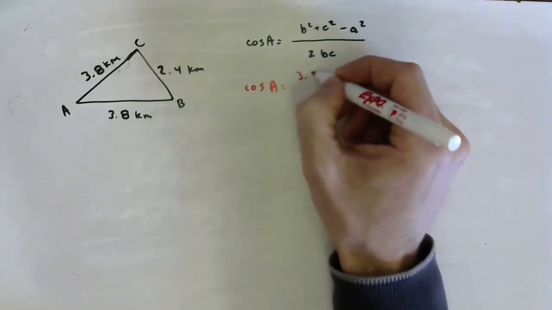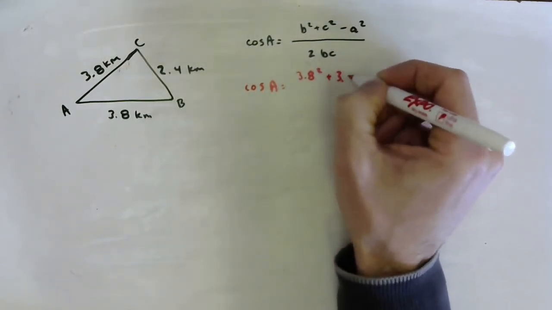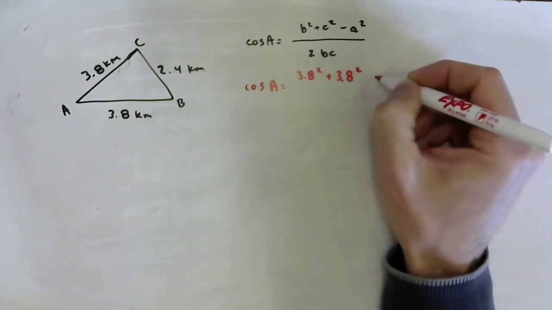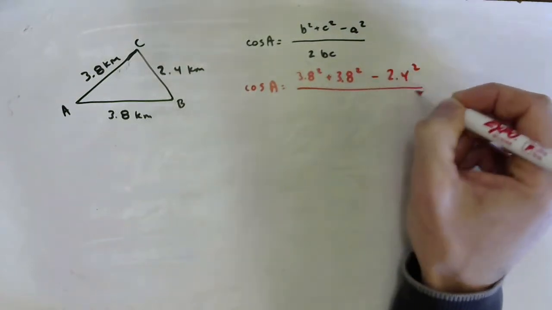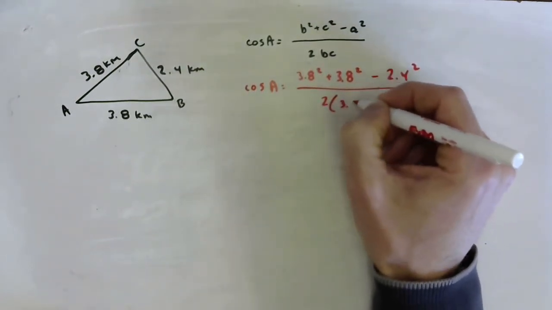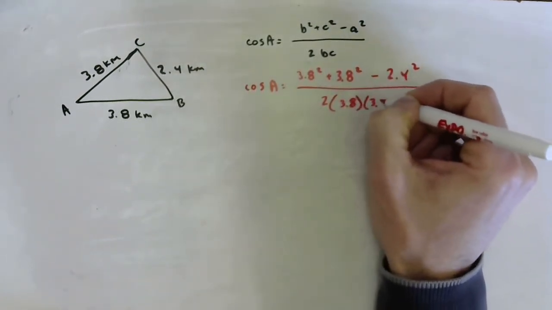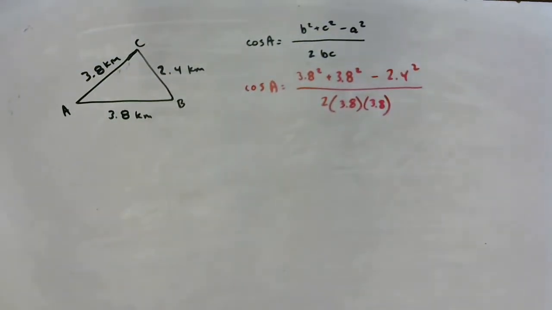Equals B's 3.8 squared plus 3. And why don't you go ahead and try this whole problem before checking up here again.